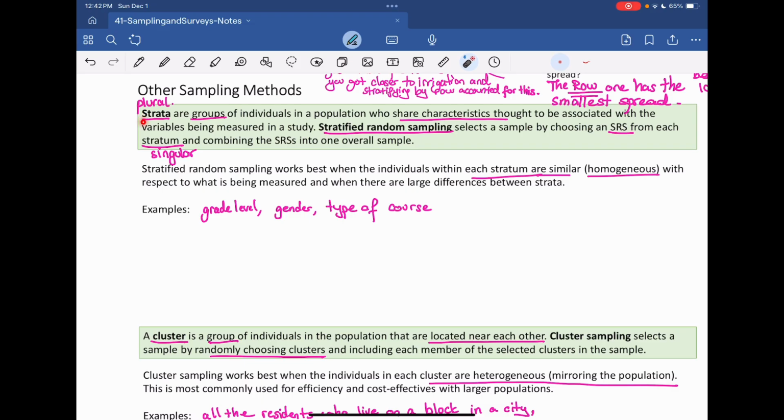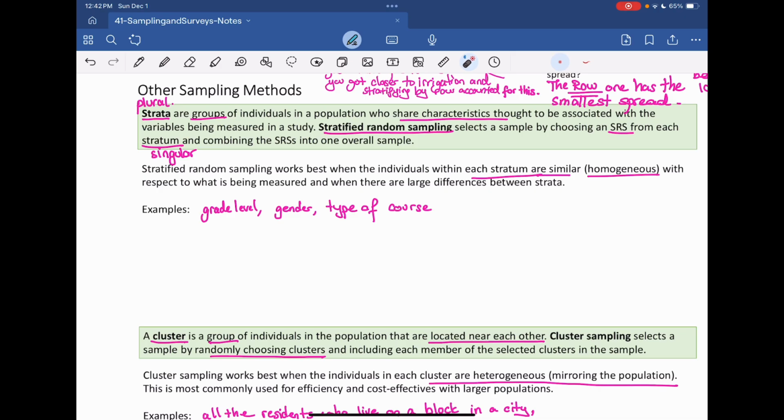And that's called strata. These are groups that share the characteristics that are the same. So when you do a stratified random sampling situation, then you're selecting a sample from each stratum, each group. Strata is plural, stratum is singular, and it just means group. But it's very specific to groups that share characteristics that are the same.